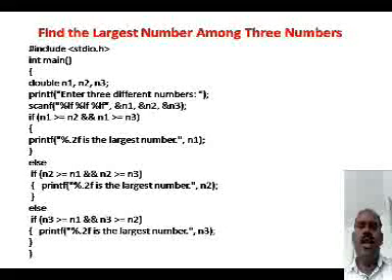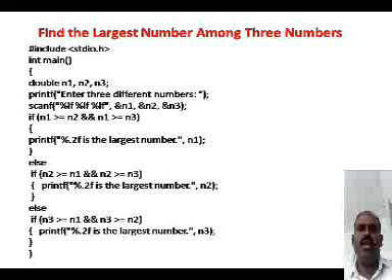Otherwise, the next if command will execute. If n2 is greater than both n1 and n3, it prints the largest number n2. Otherwise, the third if command will execute. That is, if n3 is greater than both n1 and n2, the largest number n3 will display. So likewise, the largest number among the three different numbers will be displayed.